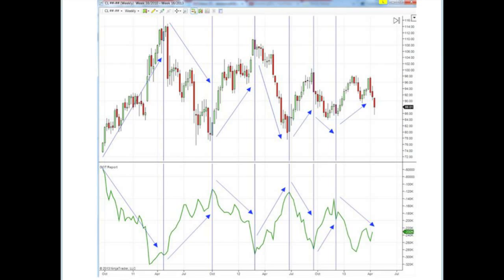So this is a basic chart of the TradeCOT.com COT report for NinjaTrader. You can see I've just isolated here the commercial open interest net change analog on the bottom, and I've overlaid it underneath the raw weekly price change of oil.